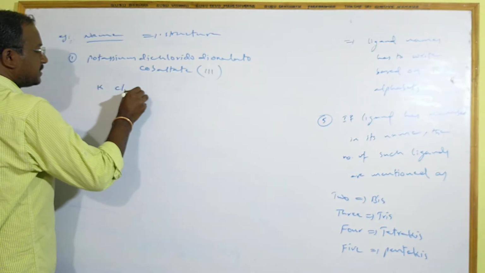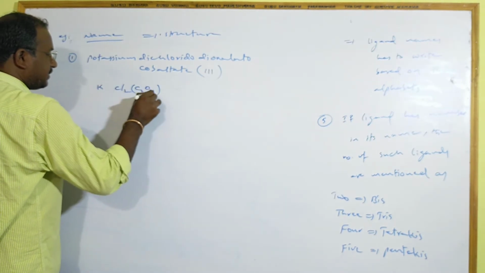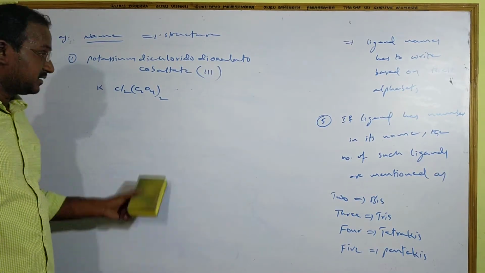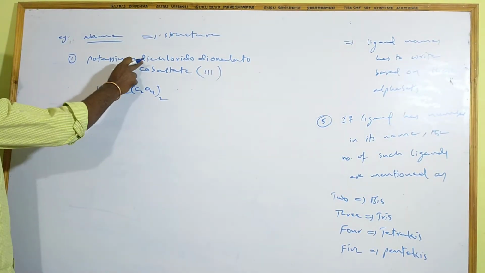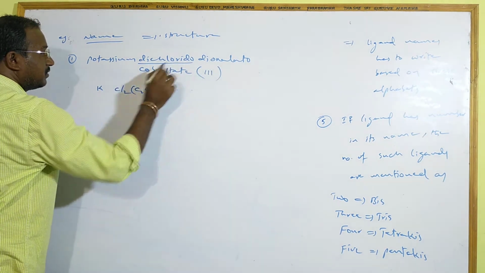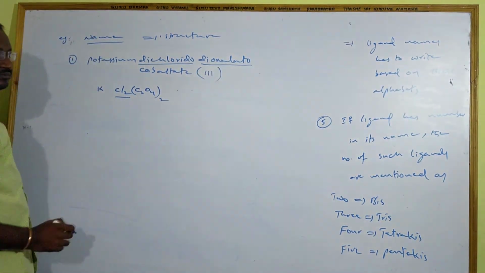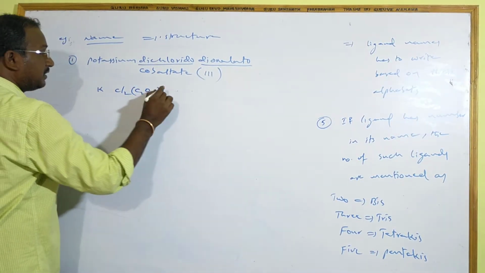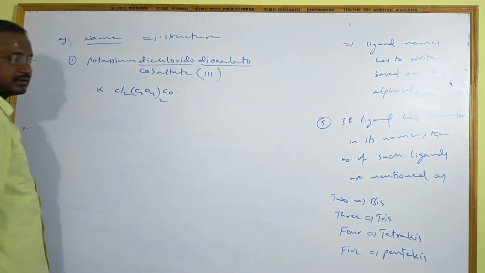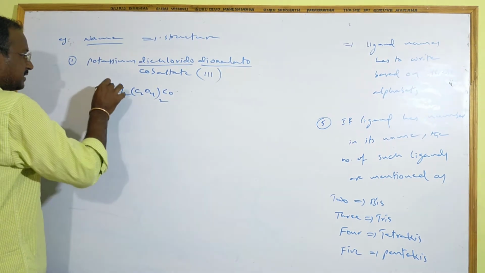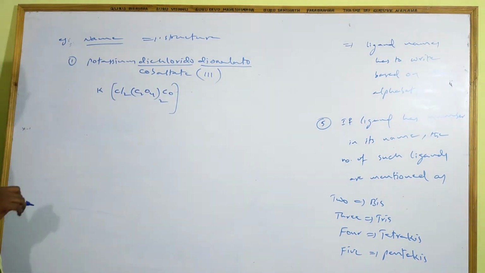Dioxalate, C2O4 taken twice. Oxalate formula is C2O4 2 minus. Dichloride first, dichloride this one. Dioxalate this one. Cobaltate, cobalt. So this is complex.